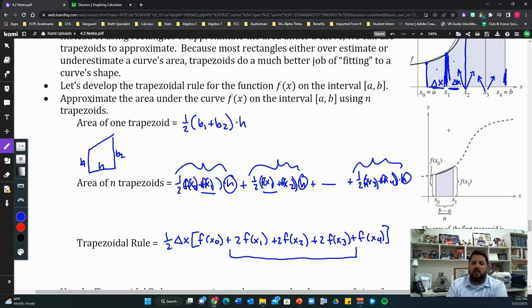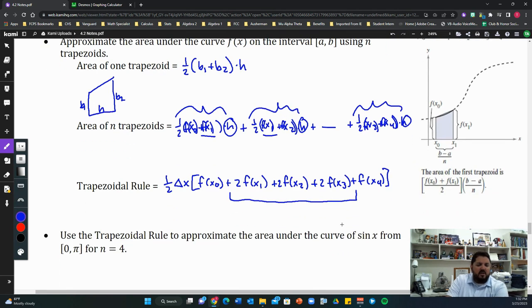Our f of a and our f of b values are only going to be used once, because they're only used at the very beginning and the very end. But all the inner ones are always going to get multiplied by 2 because they're always going to be used more than once. So what we end up with is a very similar formula to what we've seen in other problems with the rectangle stuff. This is the shortcut formula when we have equal subintervals for our trapezoidal rule.